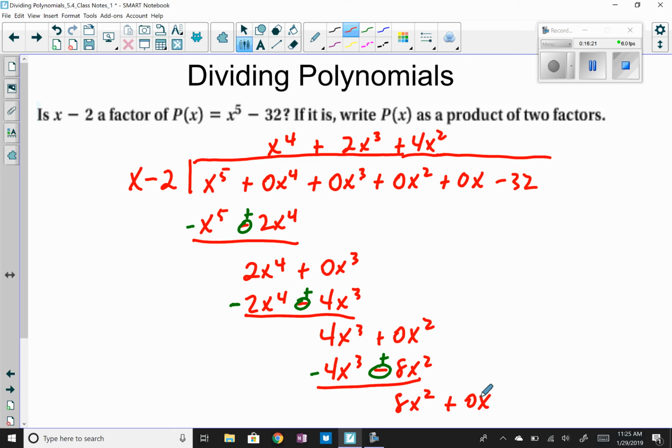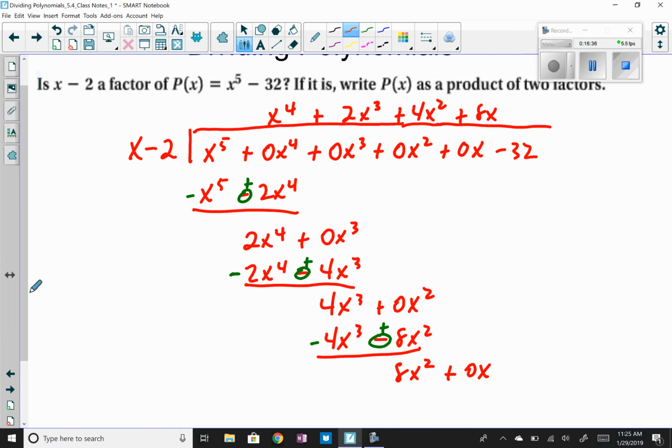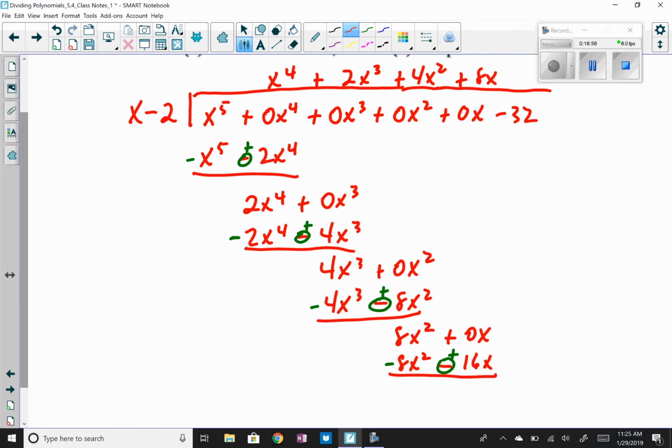And here we go again. Need something to multiply to x that's going to give us 8x squared. That's going to be 8x. All right, so now if we take the 8x and multiply that to x minus 2, we're going to get 8x squared minus 16x. Okay, before we take the remainder, remember, switch the signs. This becomes negative, that becomes positive. So our remainder then is going to be 16x.